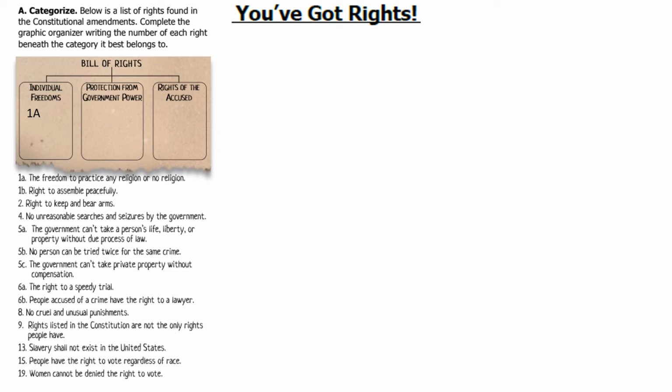Let's take a look at one that is a protection from government power. So that would be number 4, no unreasonable searches and seizures by the government. So that is protecting you from having the government come in and search or take your stuff.